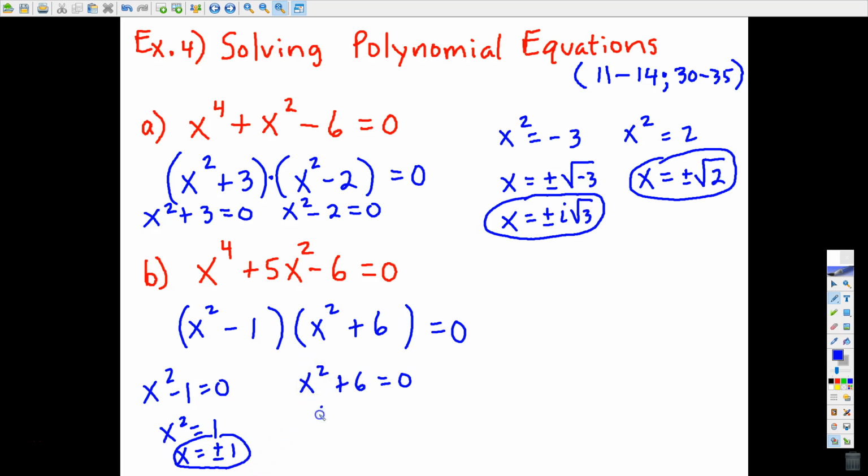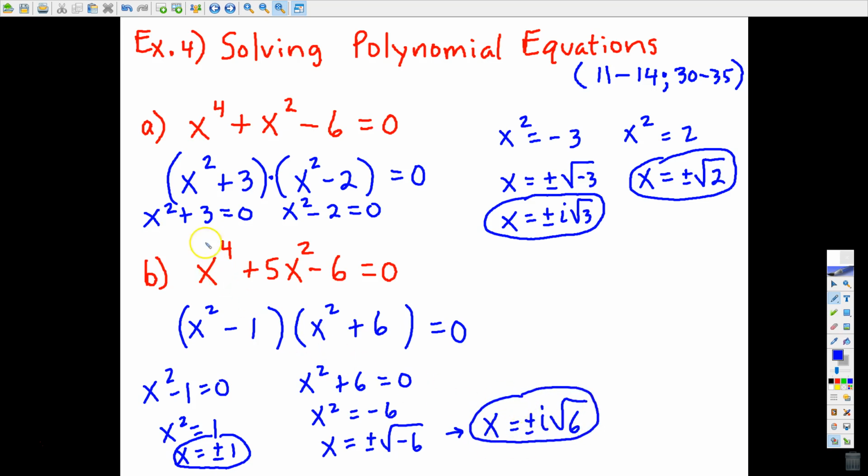Now let's solve this. X squared is equal to -6. X is equal to plus minus the square root of -6. But once again, you never want to leave the negative number under a radical. It needs to be simplified using the number i times the square root of 6, of course, plus minus. So we started out needing 4 solutions, and we have all 4. 2 are here, and 2 are here.